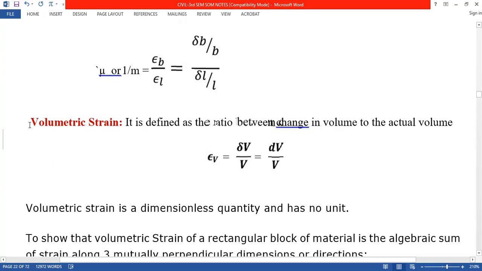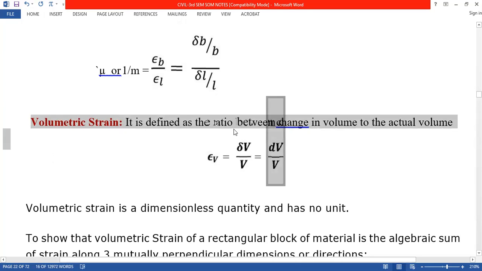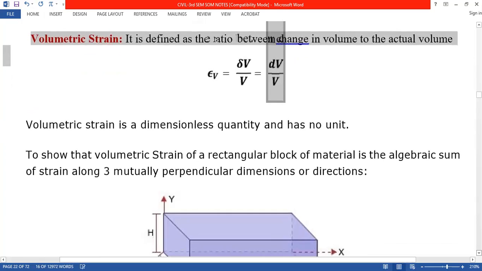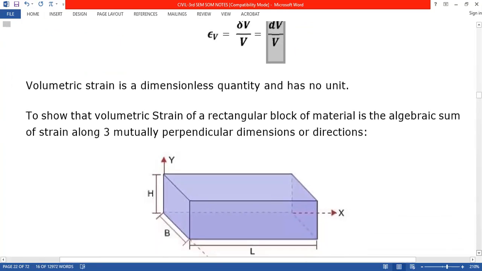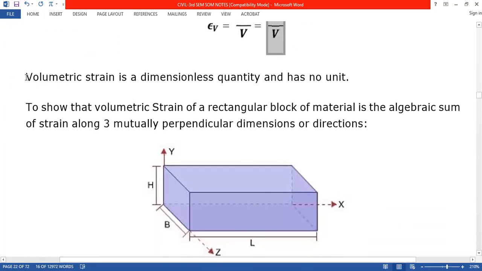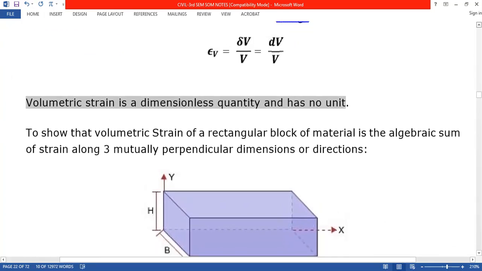The best example for volumetric strain is a dry cloth. Whenever you immerse a dry cloth in water, automatically it will shrink. Whenever it is exposed to air or sunlight, automatically it gets back to its original volume. So volumetric strain is a dimensionless quantity. Why is it a dimensionless quantity?